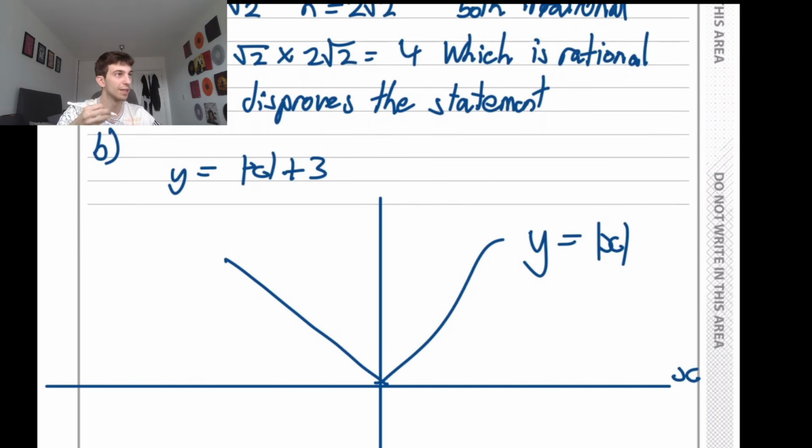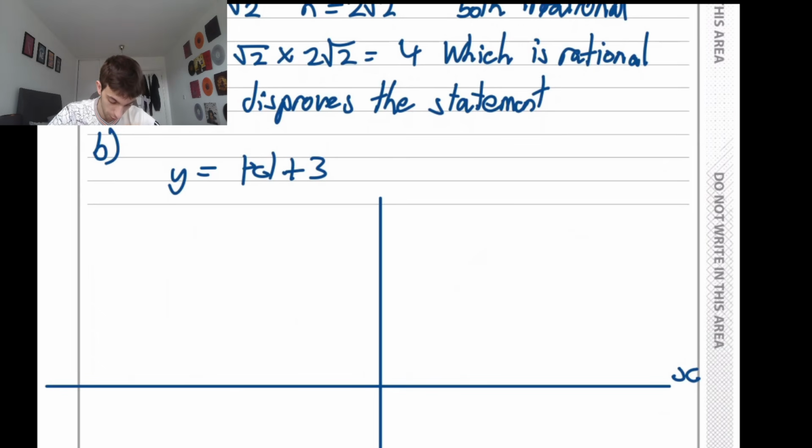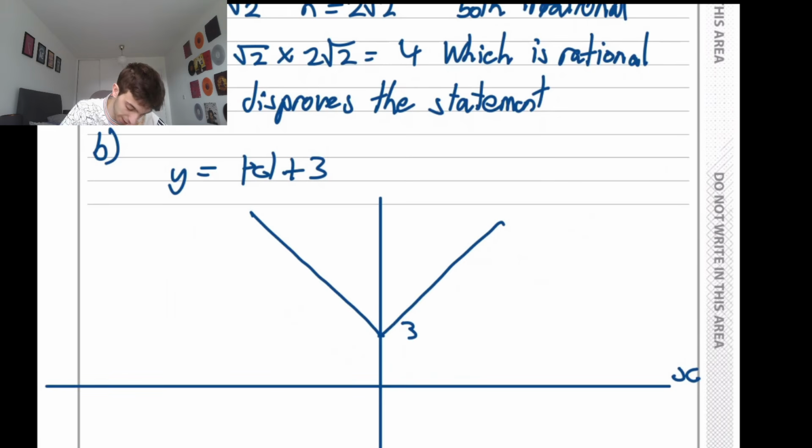So what do we know? We're adding 3 to this. Adding 3 means we're adding 3 to every single y value. In other words, we're shifting that whole graph up by 3. So we draw that V-shaped modulus of x graph, but in this case, our y-intercept will be at 3. So that's simply sketching out the graph of y equals the modulus of x plus 3.